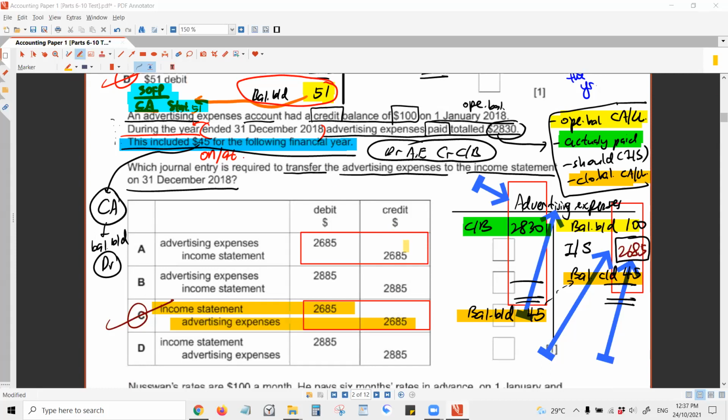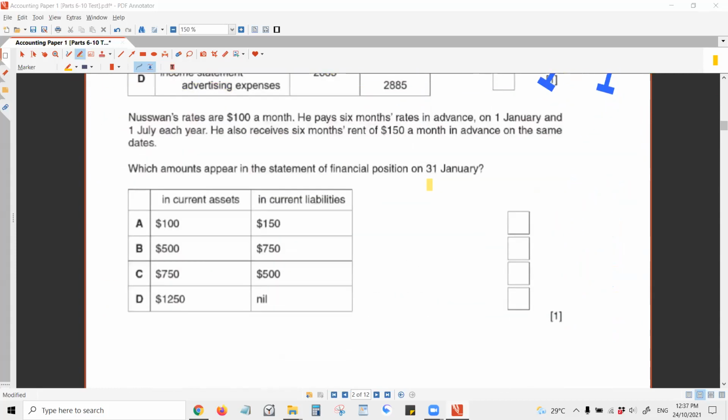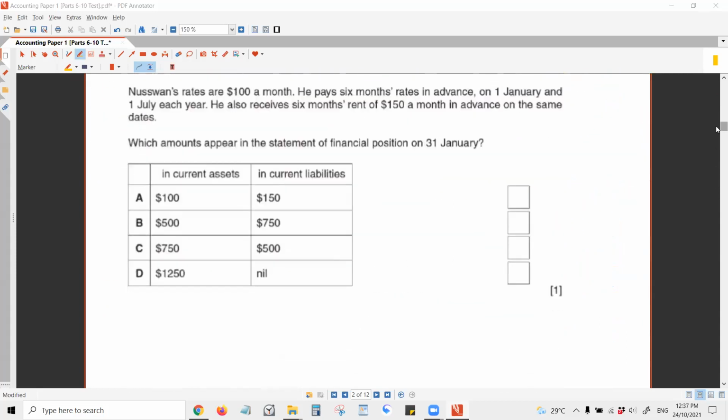Okay, so I think that's it for today. And those who have not done this paper, go on and proceed and finish it so that it will be more meaningful to you when I discuss it during the lesson.